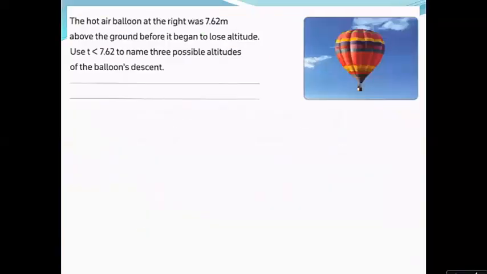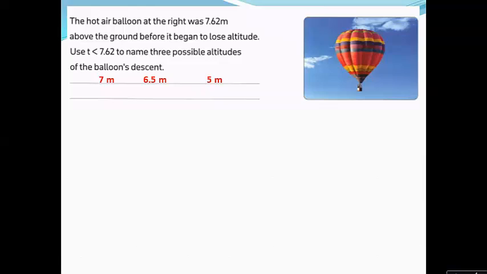The hot air balloon at the right was 7.62 meters above the ground before it began to descend. Use t smaller than, so we will write numbers smaller than 7.62 to name 3 possible altitudes of the balloon's descent. What are the numbers smaller than 7.62? Yes, I can write 6. I can write 5.5. Yes. Any numbers smaller than 7.62? 7 meters is correct. 6.5 is correct. 5 meters is correct.